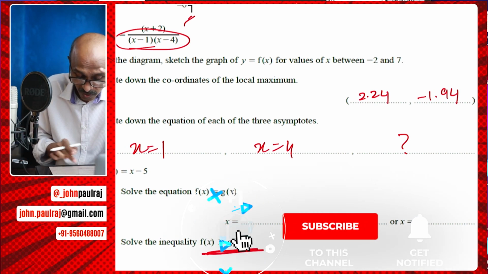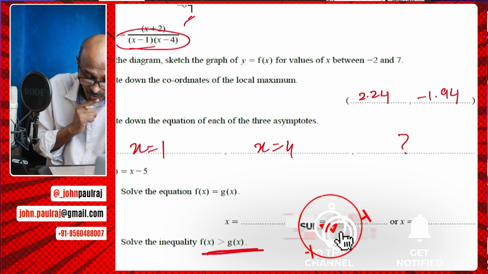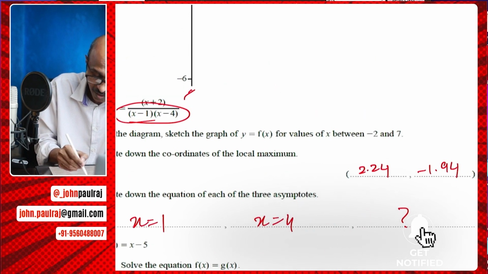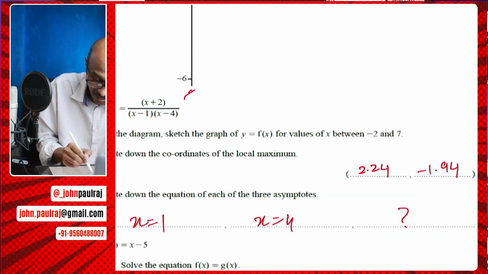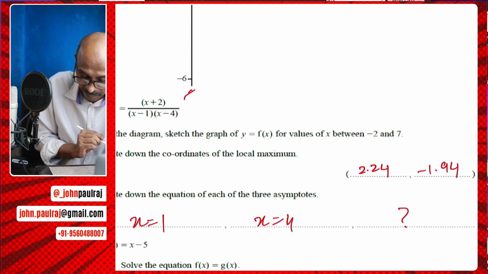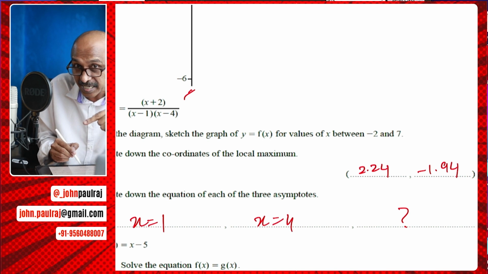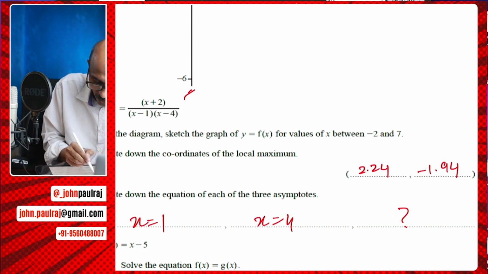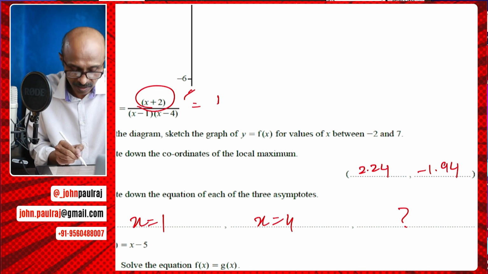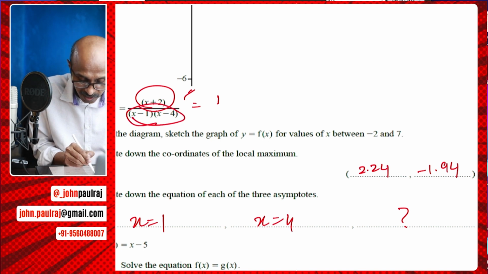Okay, so you know that there are only 2 vertical asymptotes. How do we identify the horizontal asymptote? Well, we look at the function, the numerator and the denominator, the degree of the numerator and the degree of the denominator. If the degree of the numerator is less than the degree of the denominator... what is the numerator here? 1. The degree of the numerator here is 1. The highest power of x is 1. The highest power of x in the denominator is 2.